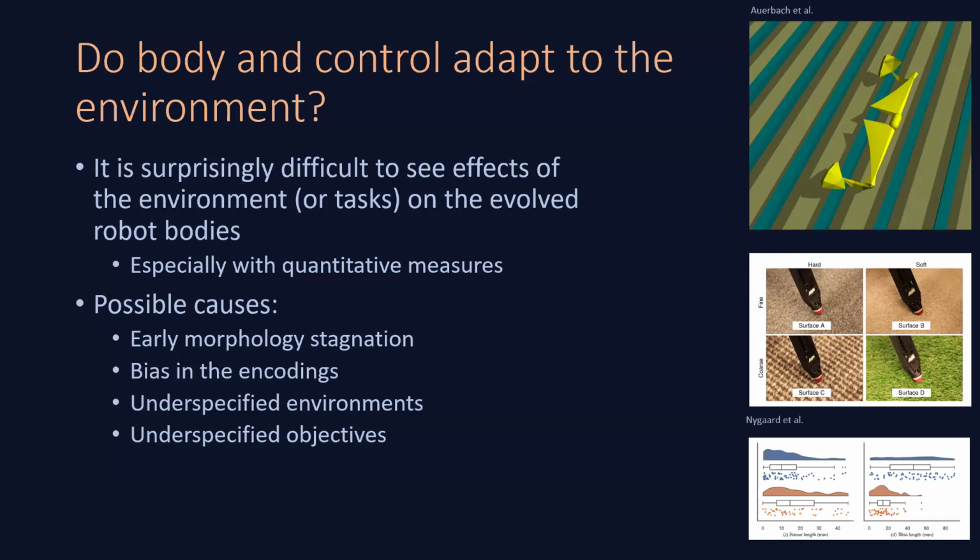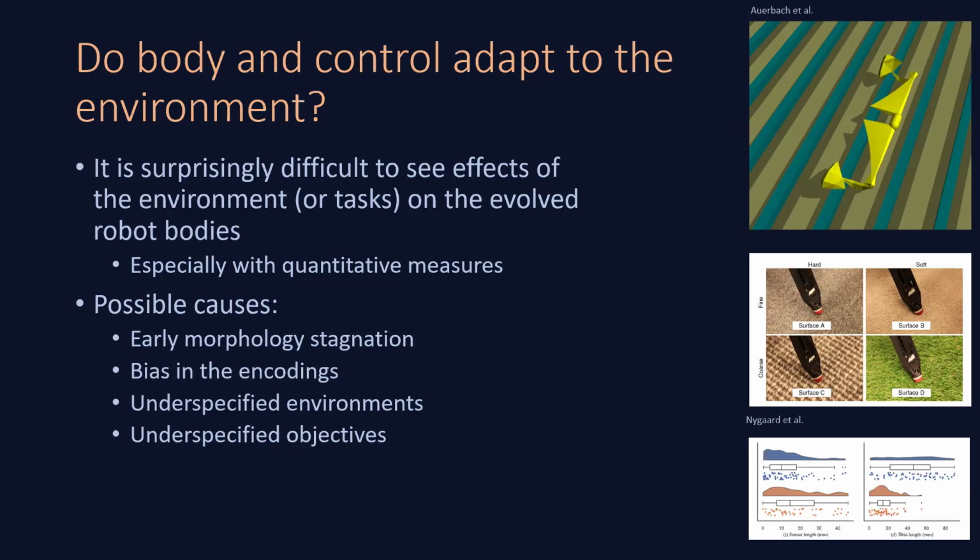So there's things that maybe hinder you before you can actually see these nice effects that you want to see in the beginning. There could be some bias in the encodings, or it could be this problem that Eggy talked about, that the search stagnates to a certain morphology, and then it only has learning to play with. And also, of course, you have to be good at specifying a challenging and rich environment.